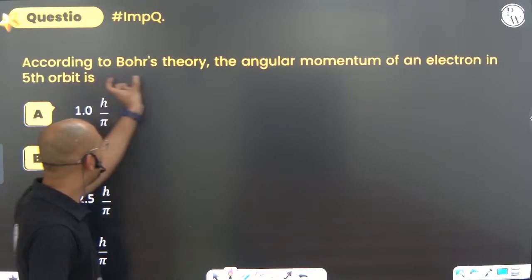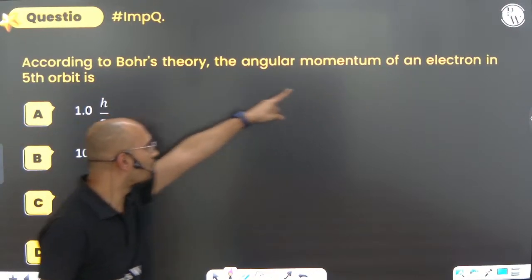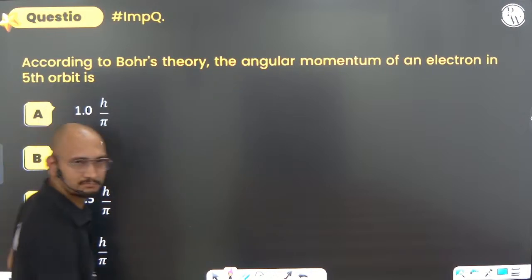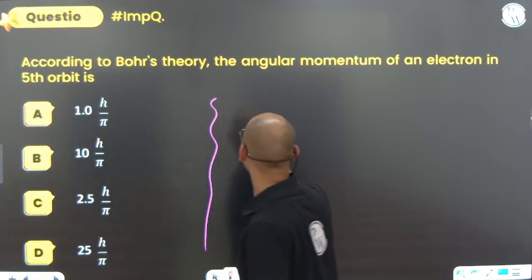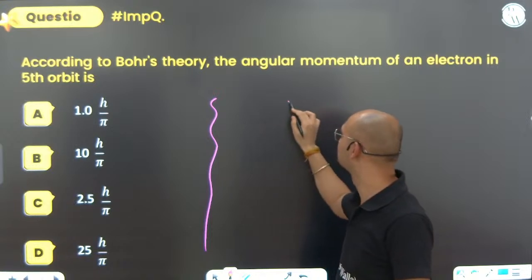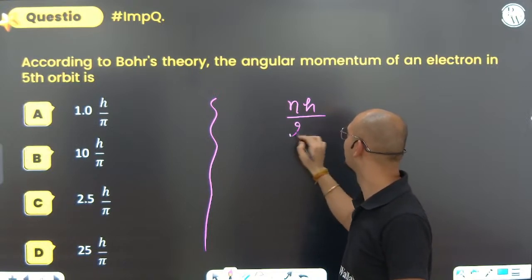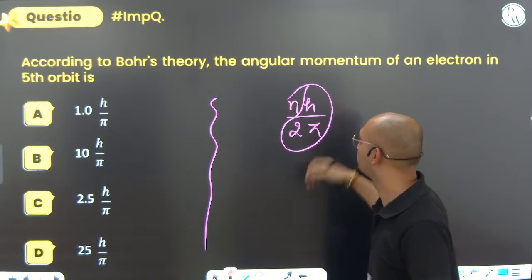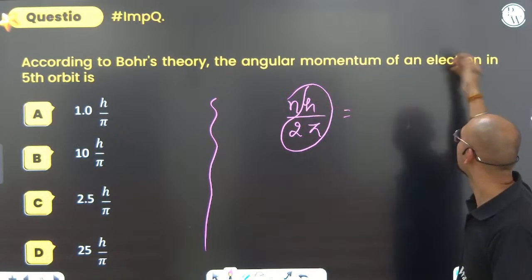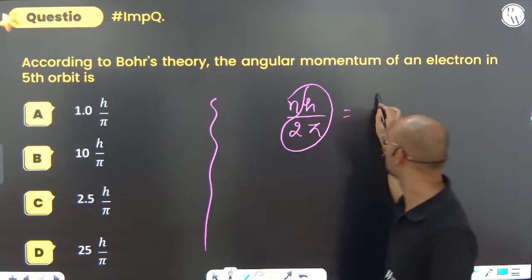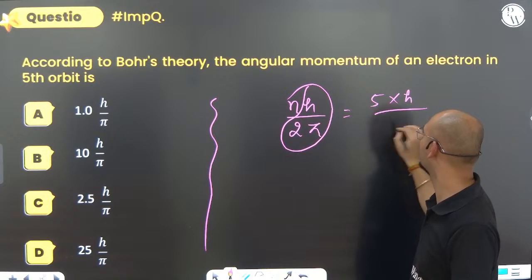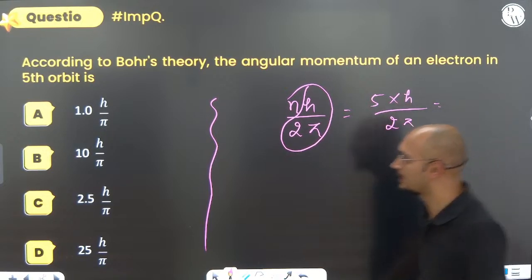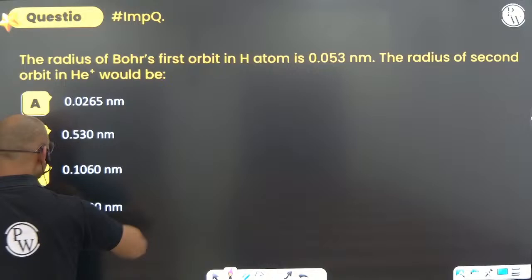Next, according to Bohr's theory, how much is the angular momentum of an electron in the fifth orbit? I hope you all know that angular momentum equals nh by 2 pi, or n times h by 2 pi. What is the n value here? The fifth orbit. So n value is 5 into h by 2 pi. How much is it? 2.5 into h by pi is the answer.